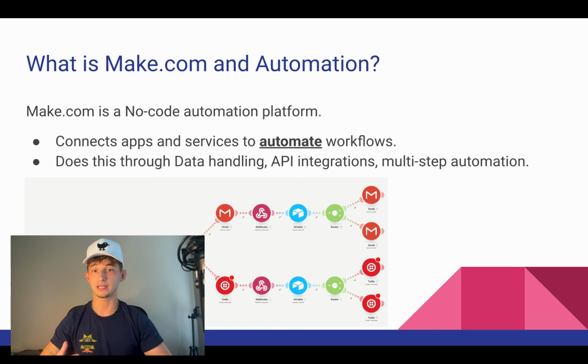But I want to start with this first slide, which is basically what is make.com in AI automation. Make.com is a no-code automation platform that allows you to connect apps and services to automate your workflows. It does this through data handling, API integrations, and multi-step automation. For this specific automation, we're having a webhook go to an Airtable, which is a CRM, then storing something in our Notion CRM, and at the very end, we're sending an email based off of different specifications.